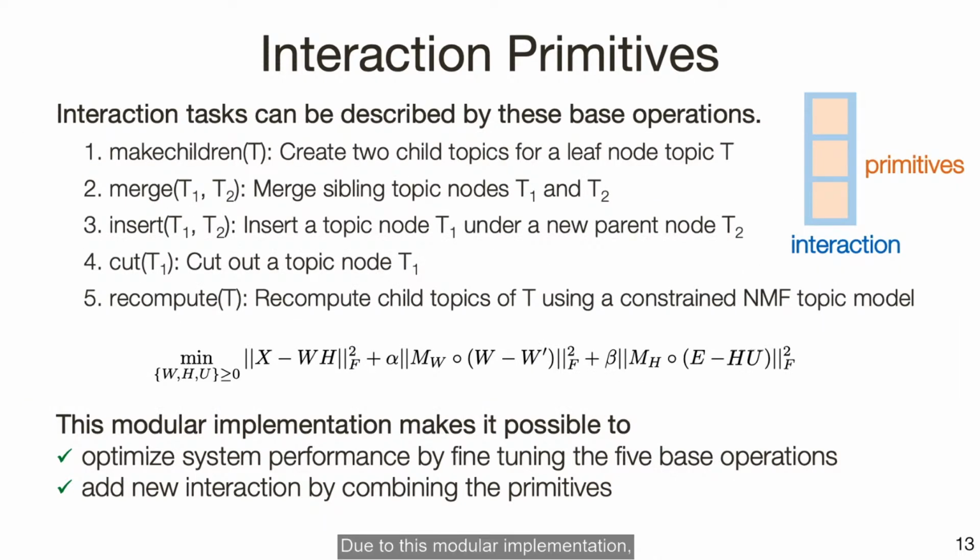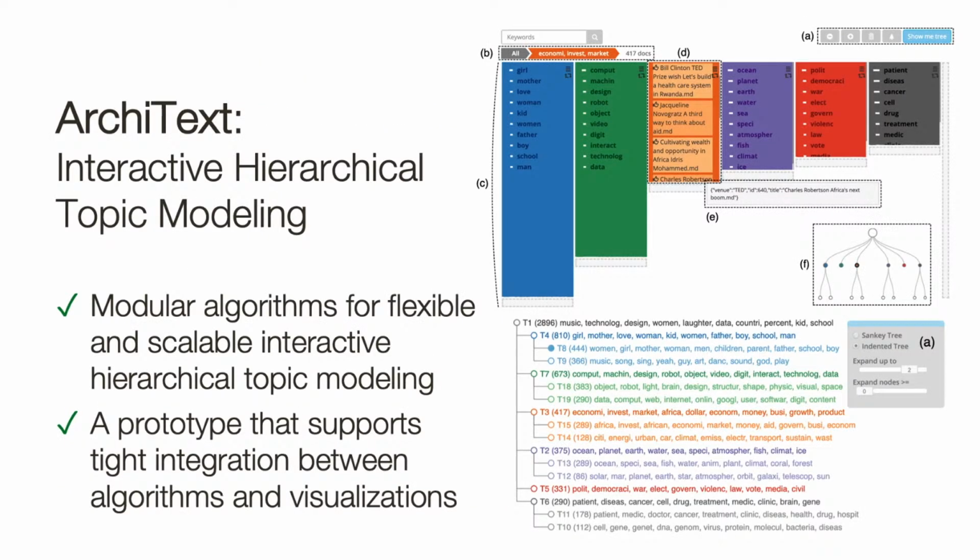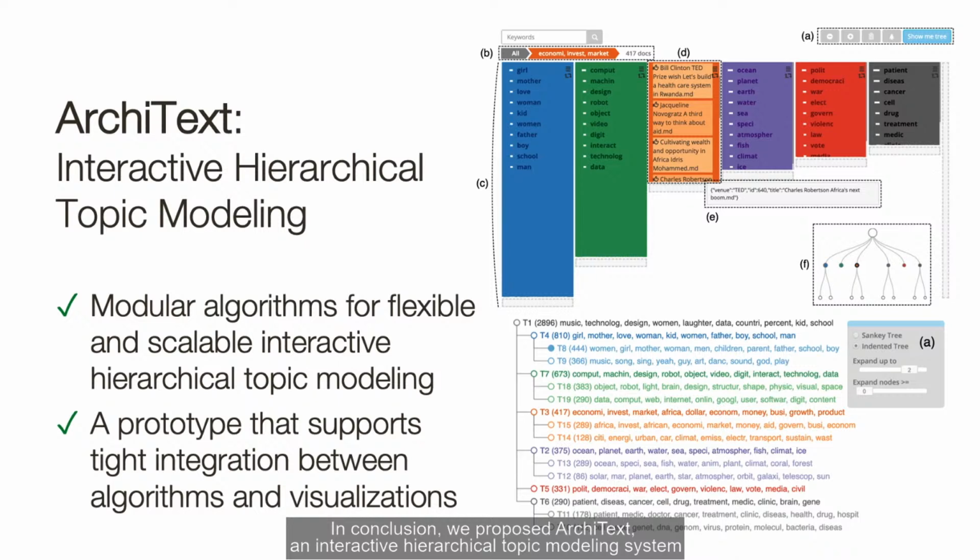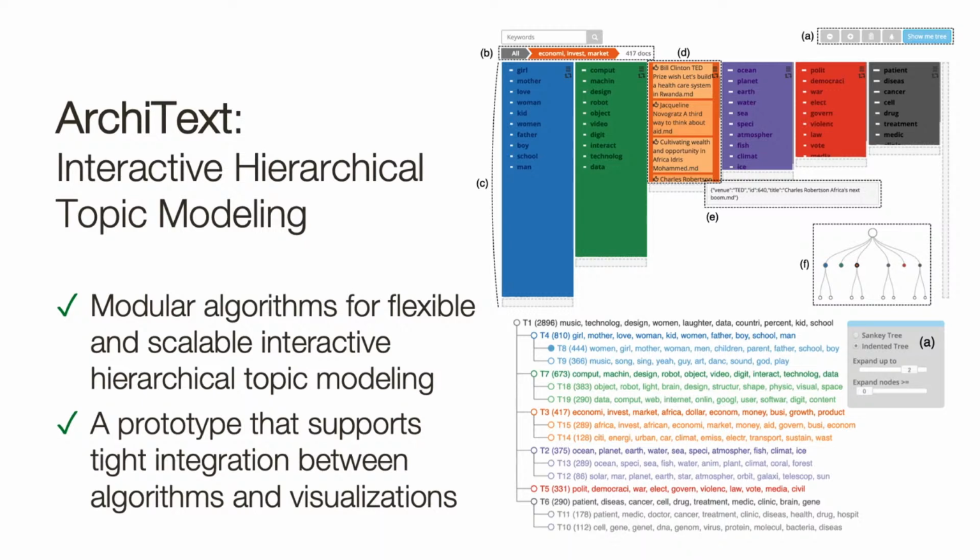Due to this modular implementation, we can optimize the system performance by fine-tuning the 5 base primitives, and it's easy to add new interactions by combining the primitives. In conclusion, we propose Architext, an interactive hierarchical topic modeling system that can handle large-scale datasets and offers flexible steerability. If you have any questions, feel free to reach out, and thank you for watching.